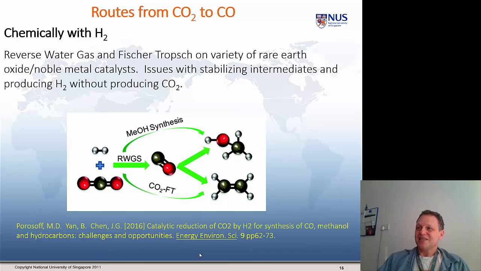It's not really satisfactory. The issue is, surprise, surprise, stabilizing intermediates and producing hydrogen without reproducing your carbon dioxide. And it comes down, very similar to the issue with the forward Fischer-Tropsch, where you had to increase the concentrations of intermediates on the surface of the catalyst. There is still quite a problem here. To do the reverse reaction, normally you're looking at rare earth oxide or noble metal catalysts.